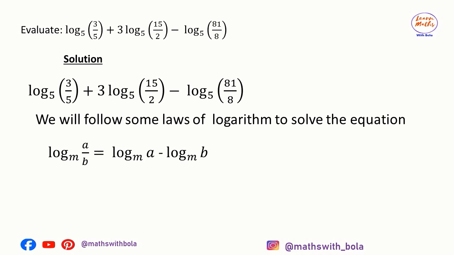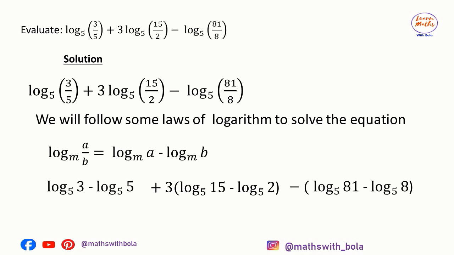Remember that in logarithm, multiplication is addition, subtraction is division. So we'll be going through that route. We are not multiplying and we are not dividing. So we have log 3 over 5 here will be log 3 minus log 5. Then, don't forget you have 3 as outside, so we have log 5 15 minus log 5 2. Then minus log 5 81 minus log 5 8.